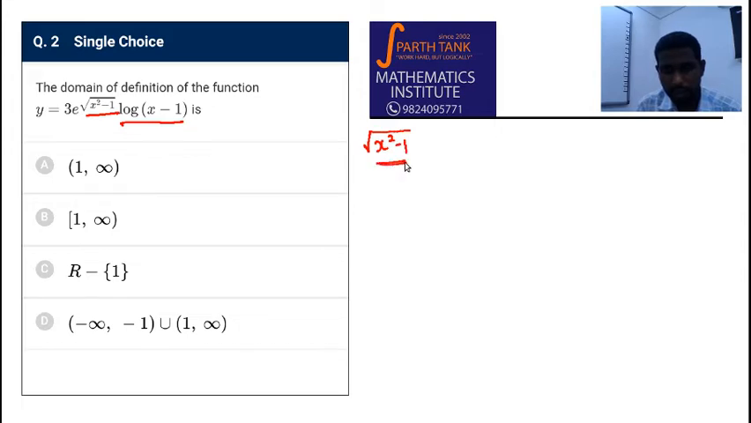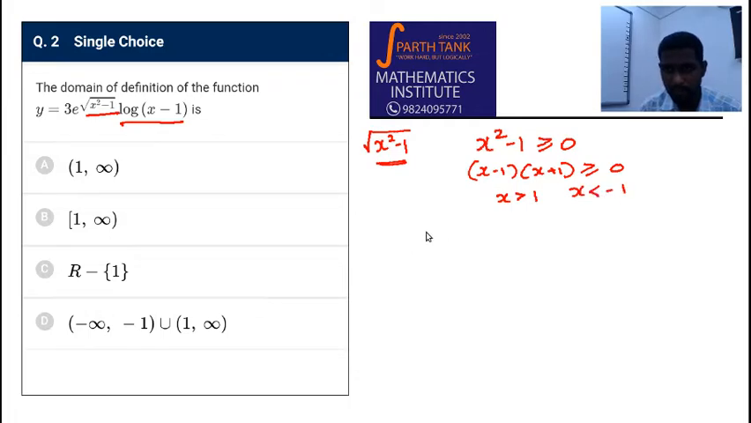needs that this argument should be 0 or greater than 0. That is, x squared minus 1 should be greater than or equal to 0. Now this means x minus 1 into x plus 1 should be greater than or equal to 0, and therefore x should be greater than 1 or x should be less than minus 1. Because you know, when a quadratic equation has roots, this equation as a quadratic equation would have roots x is equal to 1 and x is minus 1.